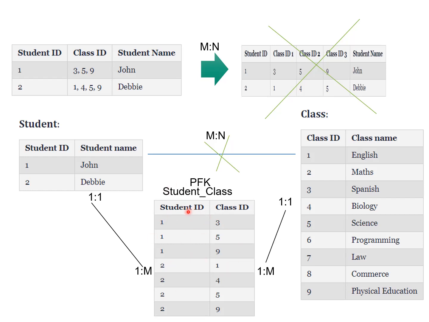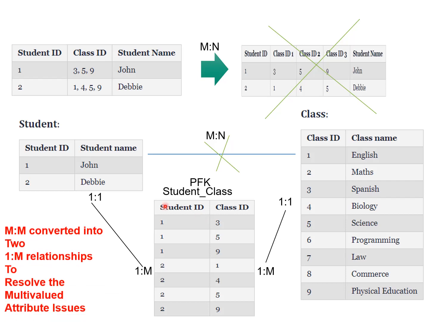So PFK is basically the combination of student ID and the class ID. That's why they are called PFKs. So when you look at it, any M2M relationship is basically converted into two 1-to-M relationships to resolve this multivalued attribute issue.